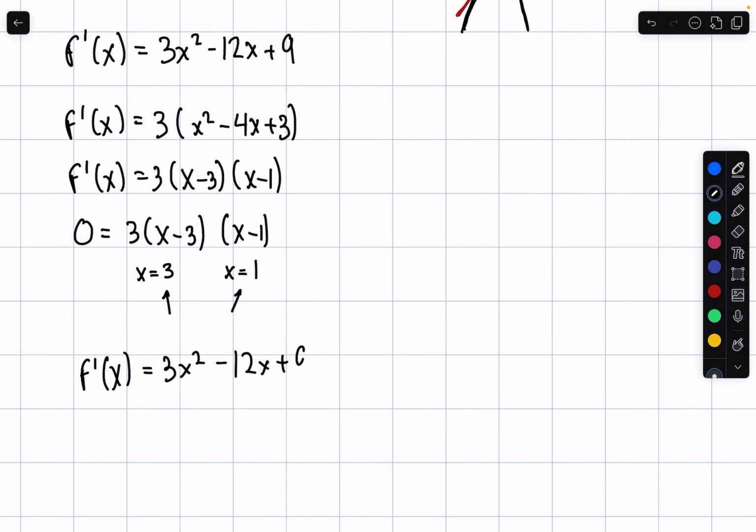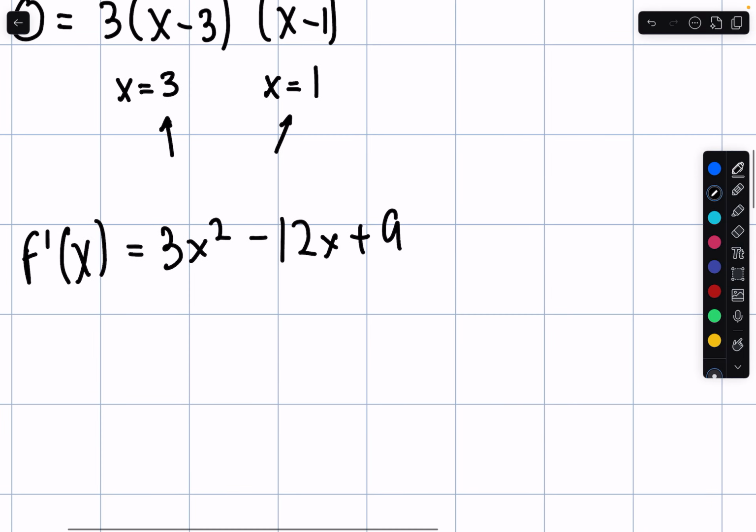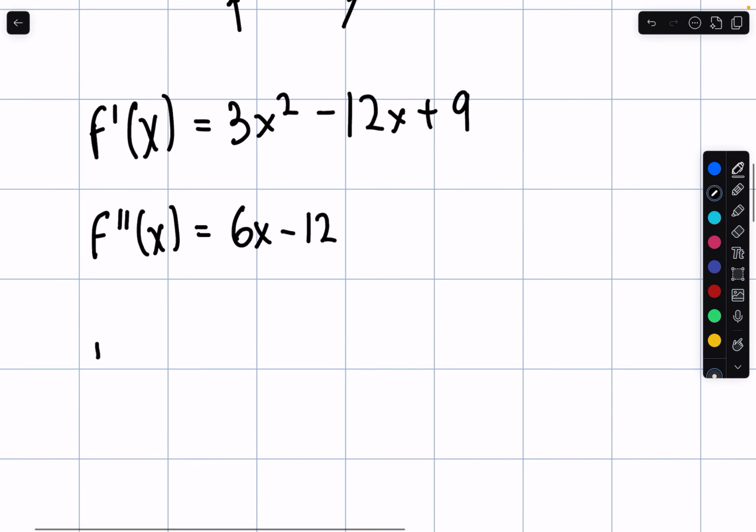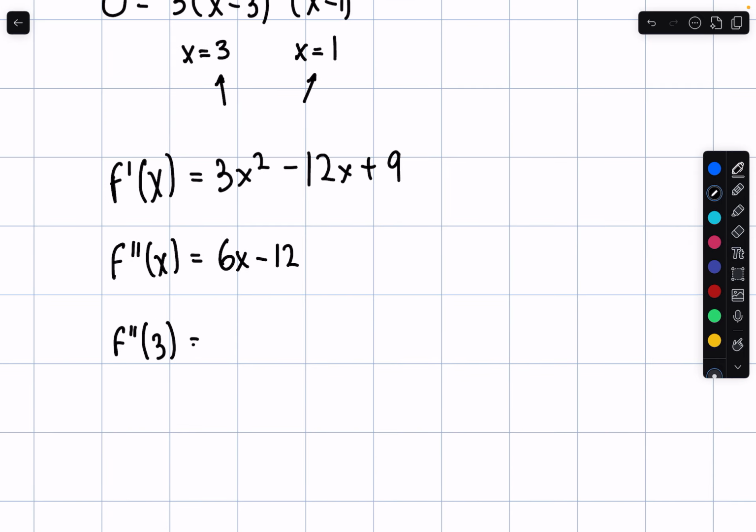So our first derivative is 3x squared minus 12x plus 9. If we take the derivative of this again using the power rule, we end up with the second derivative is equal to 6x minus 12. Plugging in the x values that we just found for our maximum and a minimum, we get 18 minus 12 is equal to positive 6, and the second derivative at x equals 1 is equal to 6 minus 12, which is negative 6.